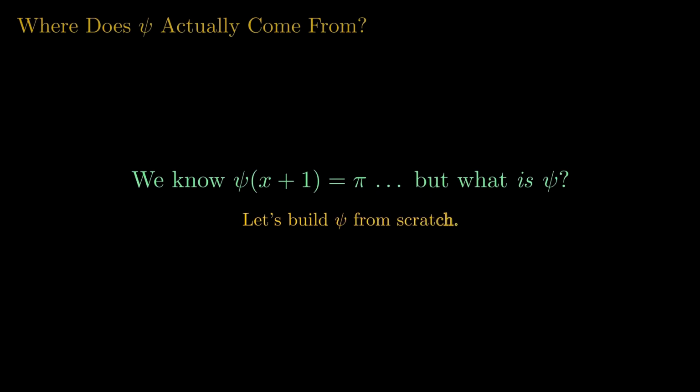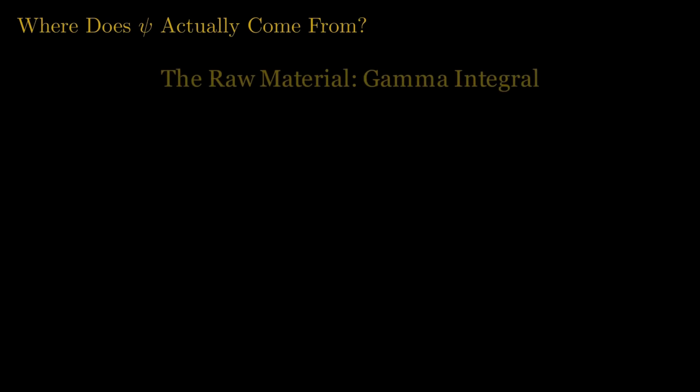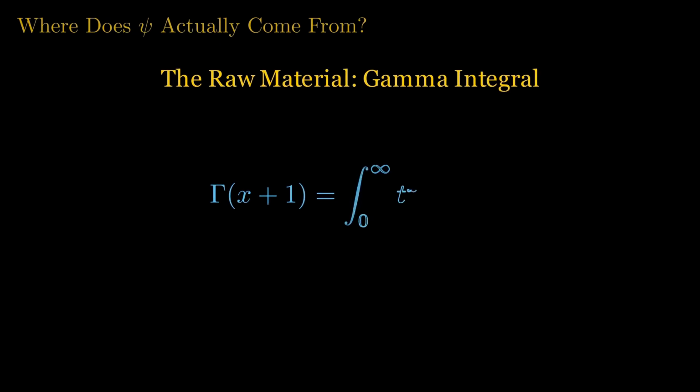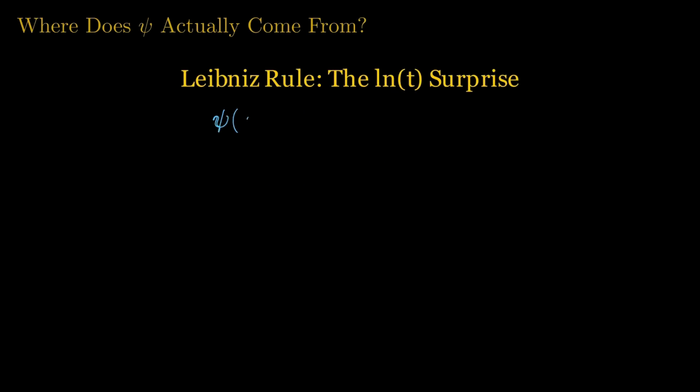But that raises a deeper question. What exactly is psi? To answer that, we go back to the gamma function itself. Gamma of x plus 1 can be written as an integral from 0 to infinity of t to the x times e to the minus t dt. This is the raw material.